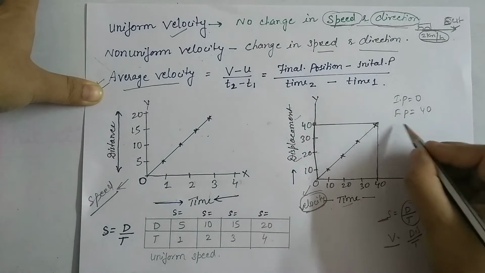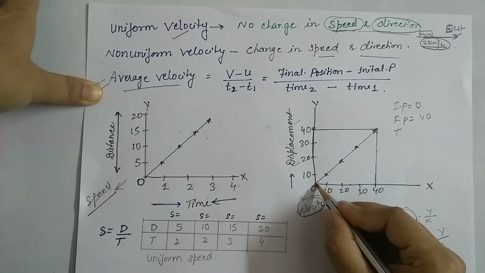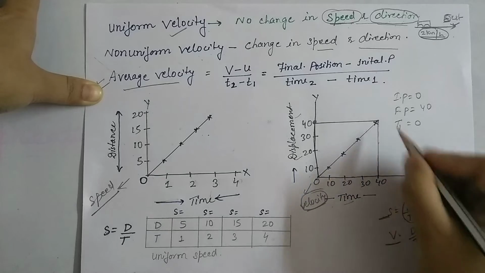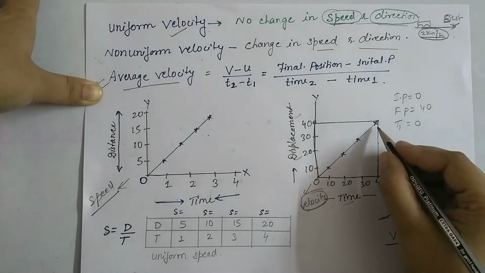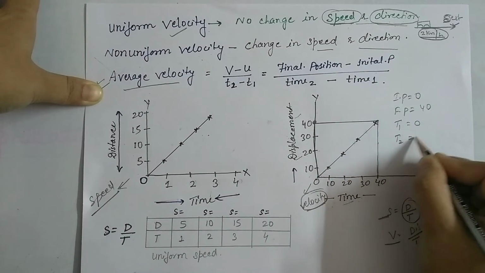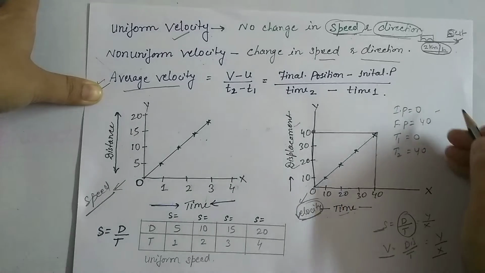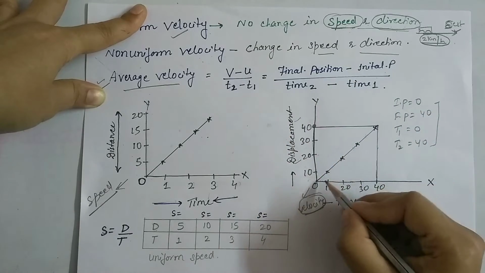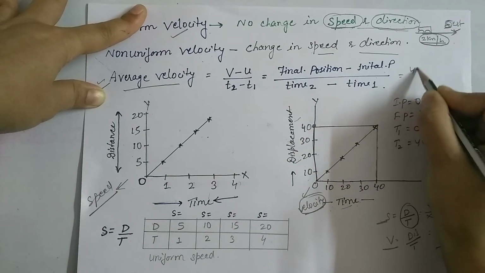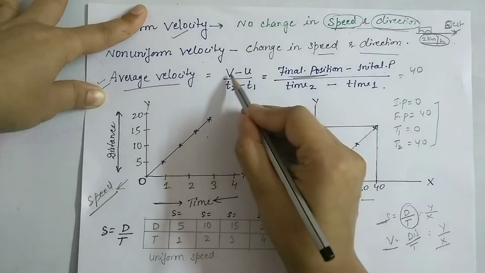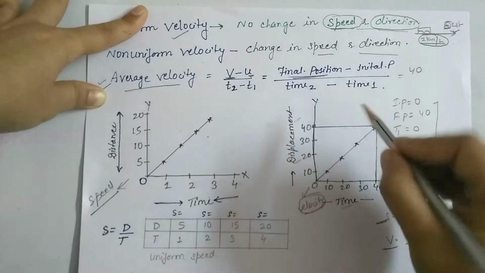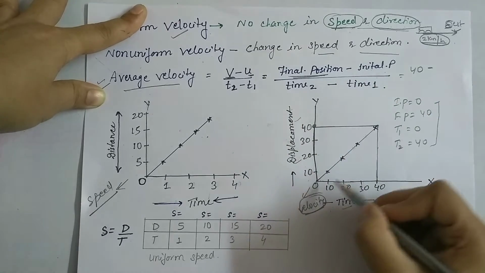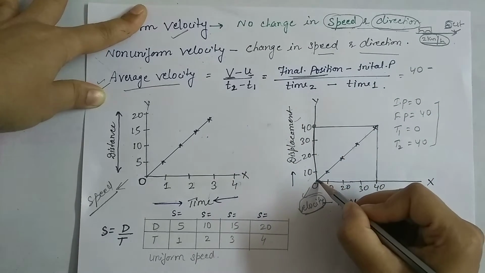Now for time: time 1 is 0, and the final time, where it reached the last point traveled, is time 2, equal to 40. So when we put all these things in, the final position is 40. V shows the final and U shows the initial. So the final position is 40 minus the initial position 0, because it started to travel from 0.